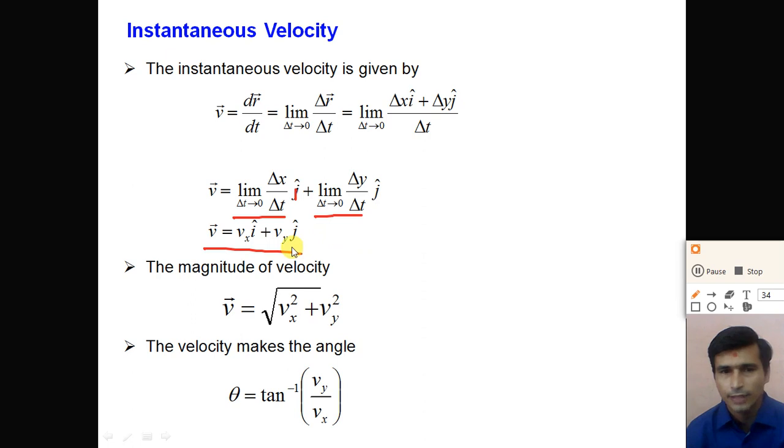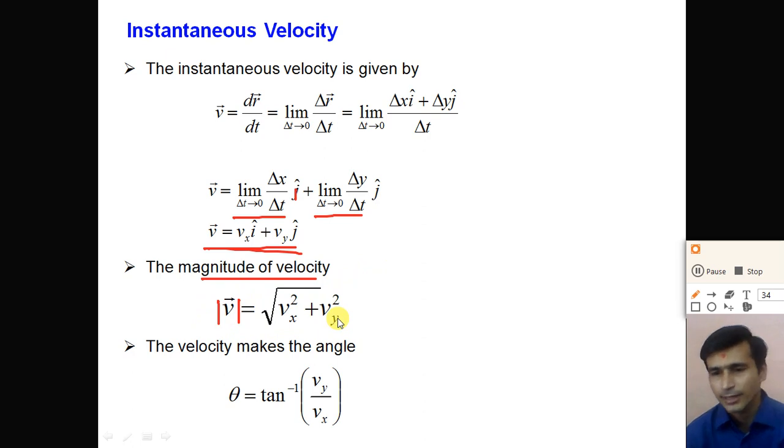Where vx is equal to the limit as delta t tends to 0 of delta x by delta t, or dx by dt, that is the x component of the instantaneous velocity, and vy is equal to the limit as delta t tends to 0 of delta y by delta t, or dy by dt, that is the y component. Now from this velocity vector, how can we calculate the magnitude and the direction of the velocity? The magnitude of the velocity, that is the speed, is v equals the square root of vx squared plus vy squared.